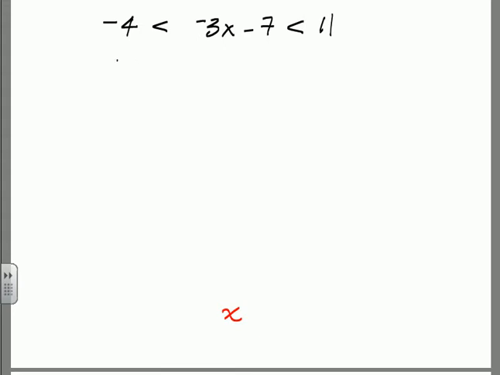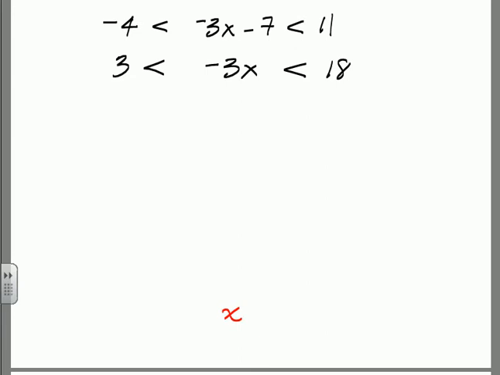So negative 4 plus 7 is a positive 3. Add that negative 7 in the middle, so that goes away. And 7 added to the 11 gives us 18. So now we're almost there. We've got x just with that little negative 3 in front, so we've got to divide everybody by negative 3.